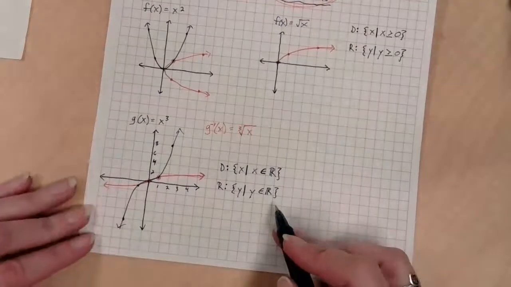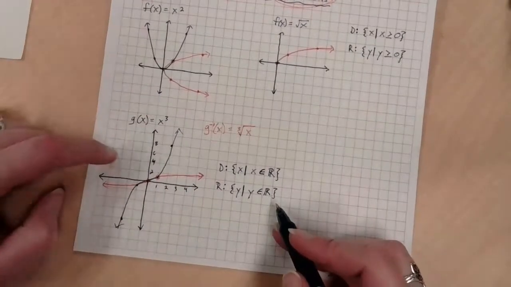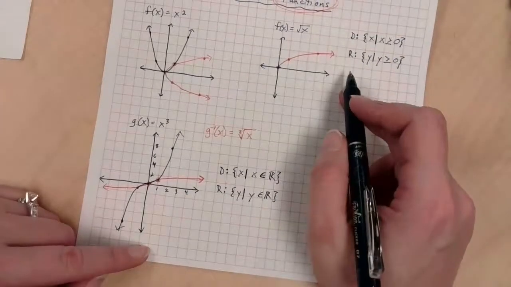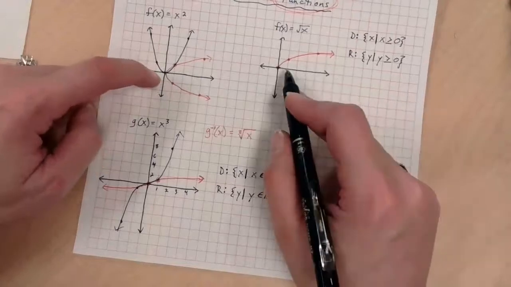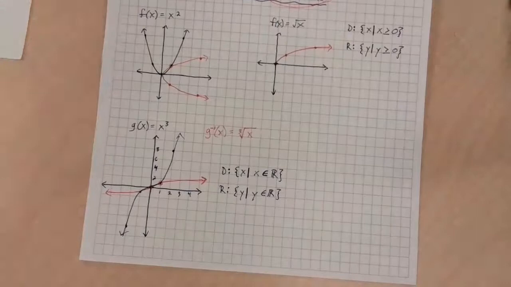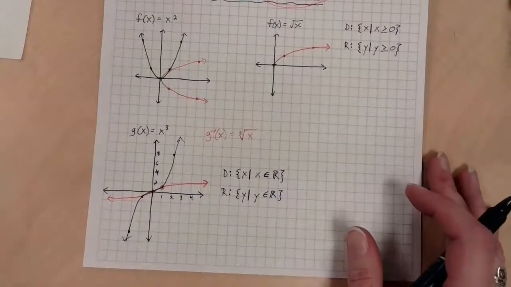So domain and range: cube root, always all real numbers, nothing to stop it. Square roots and squares are a little bit different because we've got a vertex which sort of limits things, and in the case of a square root, we've got two limitations on both domain and range. All right, so that is the overall gist of things.